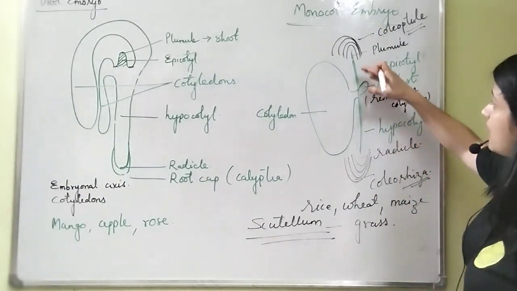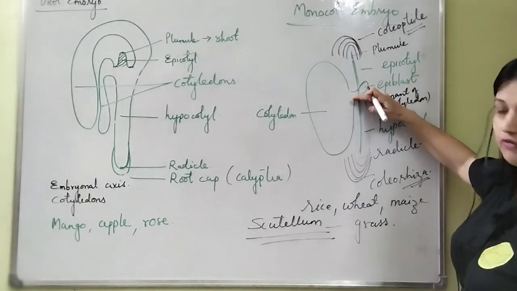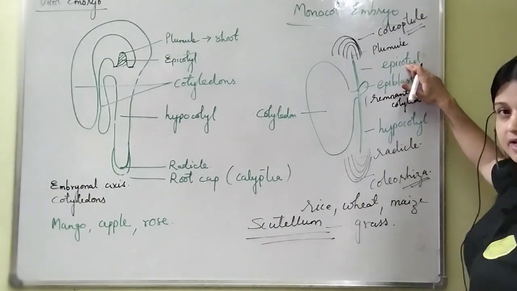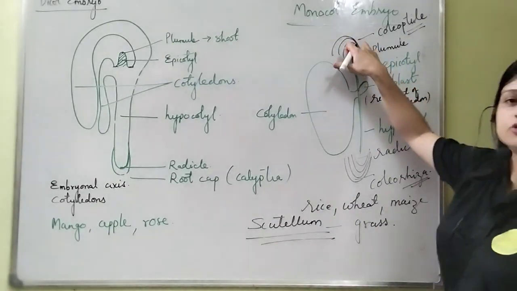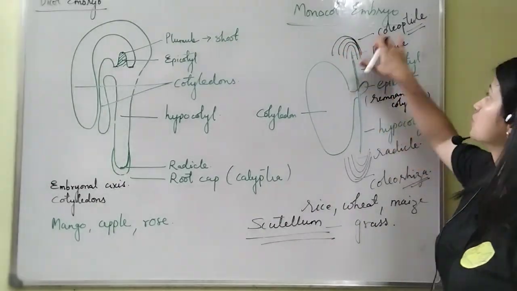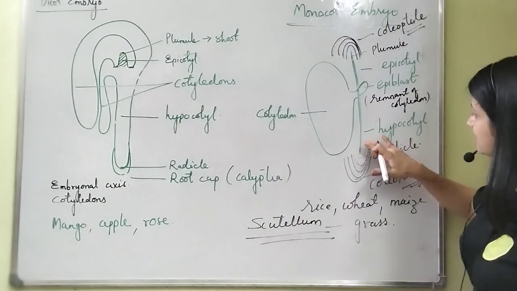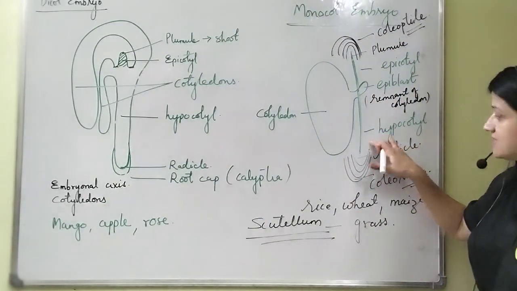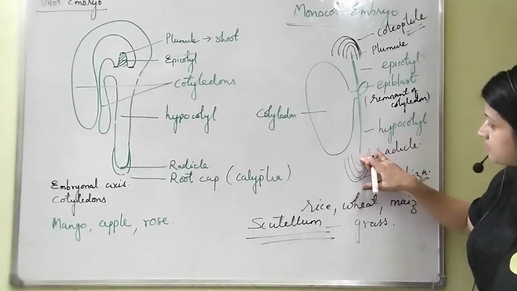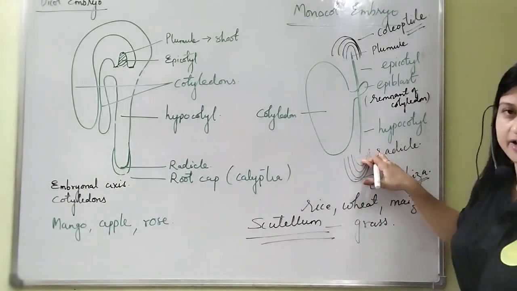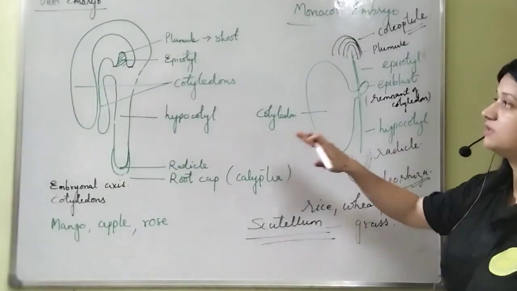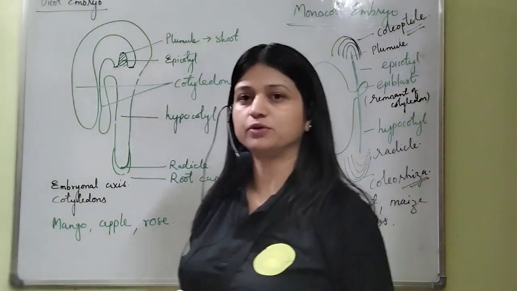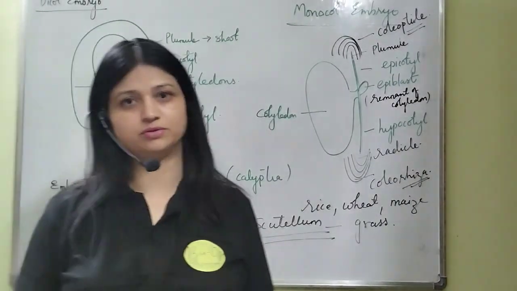The portion of the embryonal axis which is above the level of cotyledon, it will be called as epicotyle, which terminates at plumule, and it is covered by the hollow leaf-like structure which is known as coleoptile. Here we can see the hypocotyle. It terminates at radicle, and it is covered by undifferentiated sheath which is known as coleorhiza. So these were the two structure of dicot embryo and monocot embryo. Thank you.